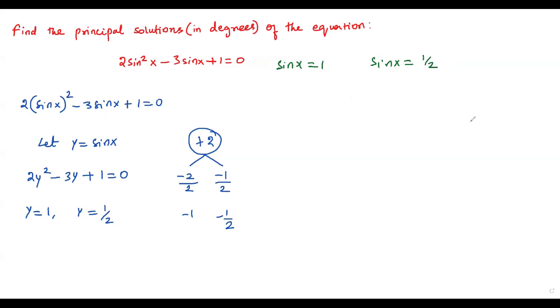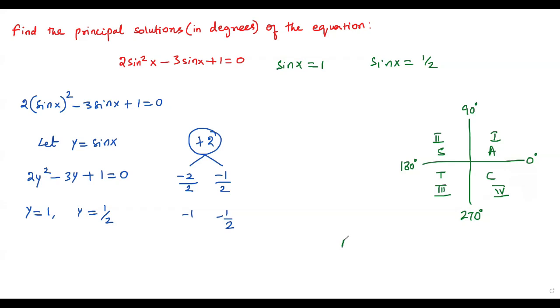For that, let me consider the four quadrants. So here we have 0 degree, 90 degrees, here we have 180 degrees, here we have 270 degrees. Here we have quadrant 1, here we have quadrant 2, here we have quadrant 3, here we have quadrant 4. And also we can consider the ASTC concept, that is we have A in the first quadrant, S in the second quadrant, T in the third quadrant, C in the fourth quadrant. Usually we write ASTC, and we can remember this as all silver teacups or all students take calculus.